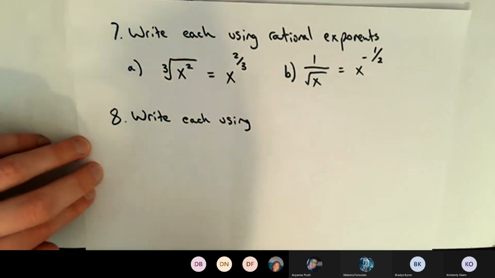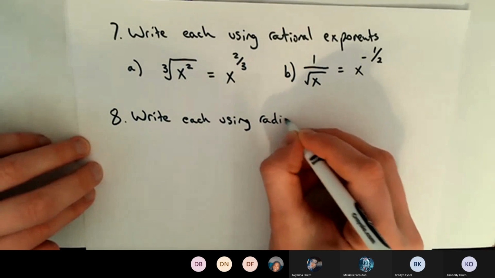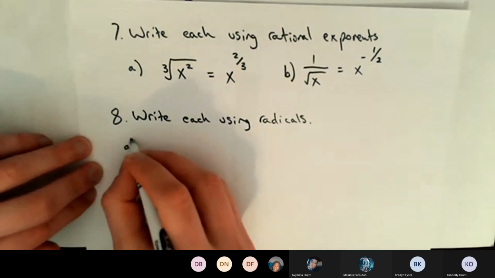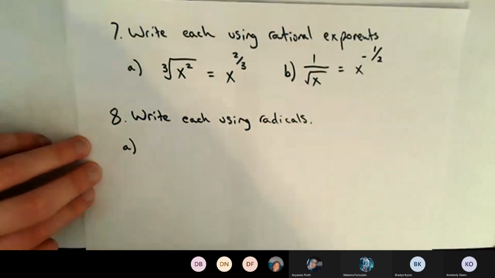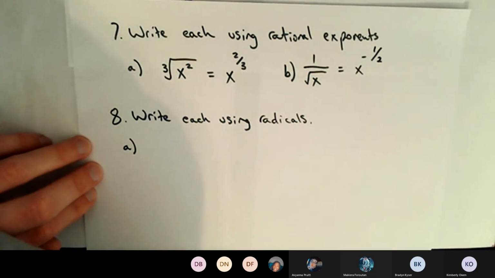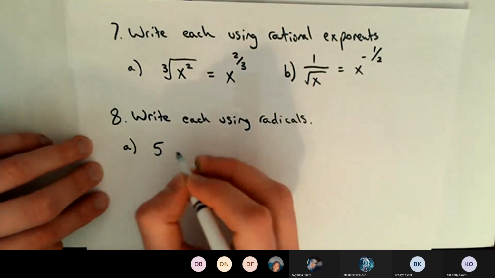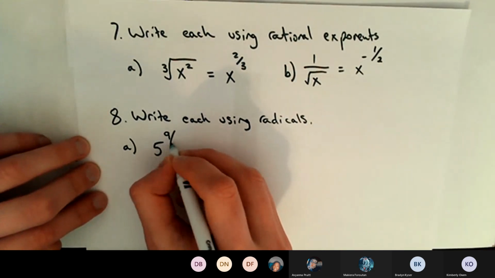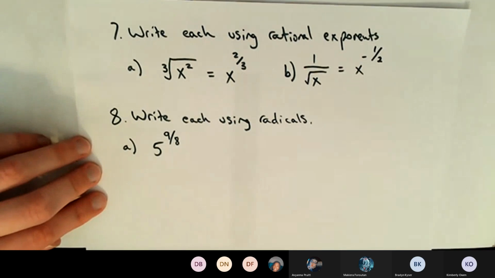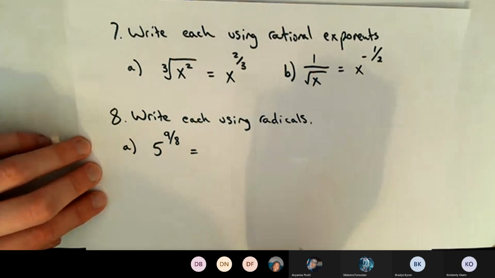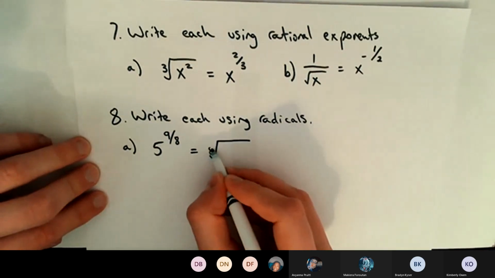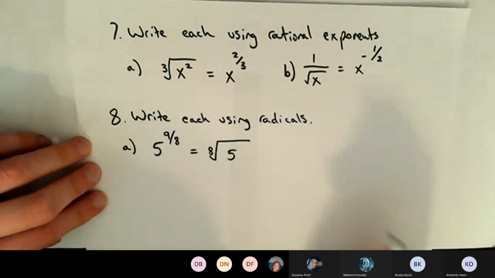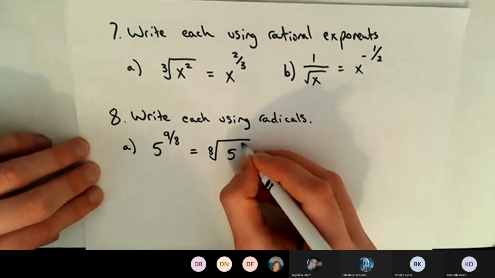Let's write each using radicals. Okay, so we'll go backwards. How about 5 raised to the 9/8. Okay, I look at the denominator. I know that's going to be my index, so I'm going to draw my little root thing. My index, which is the number that goes here, that's the 8. The 5 is the number, the big number inside, and then there's going to be a 9 on it.